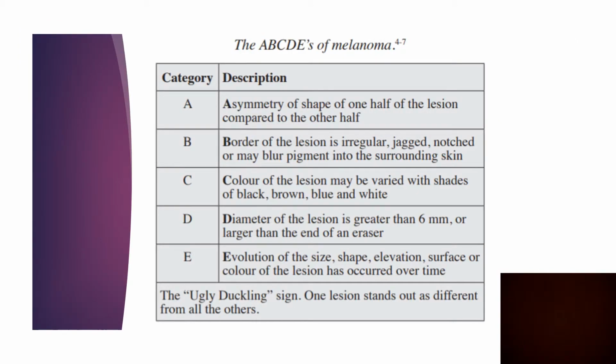Now, I want to take a minute here to look at the ABCDEs of melanomas. This is a tool that you're going to use when looking at your skin, doing your self-skin examination or an examination of a loved one. You're going to look at A, the asymmetry, B, the border, C, the color, D, the diameter, E, the evolution. And I like this chart because it also includes the ugly duckling sign, which is just a lesion that stands out as different from all of the others.